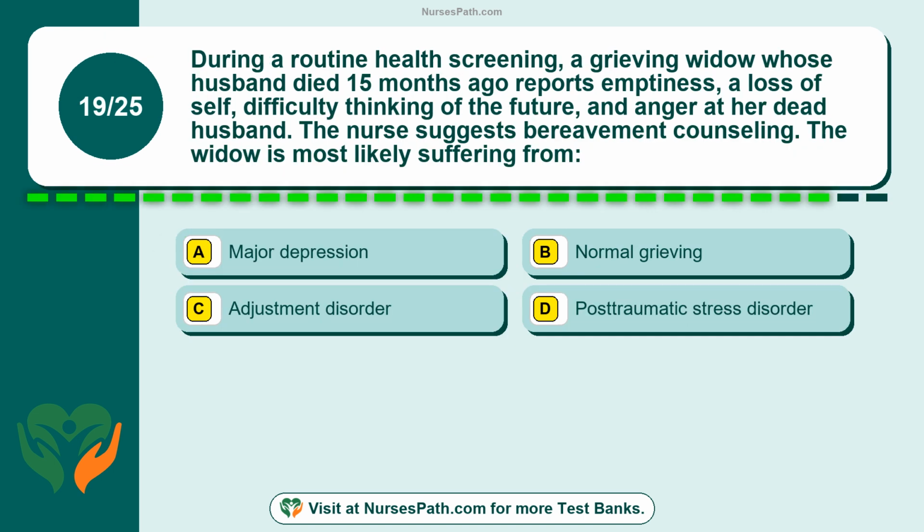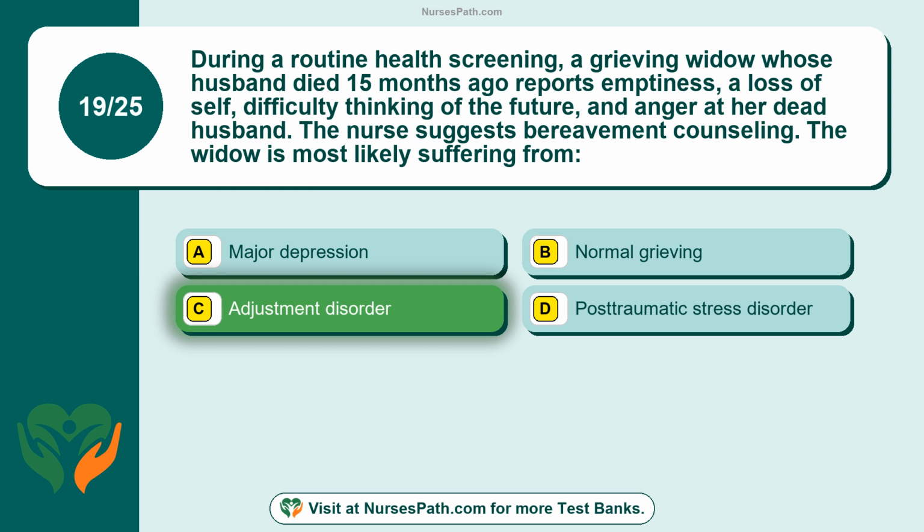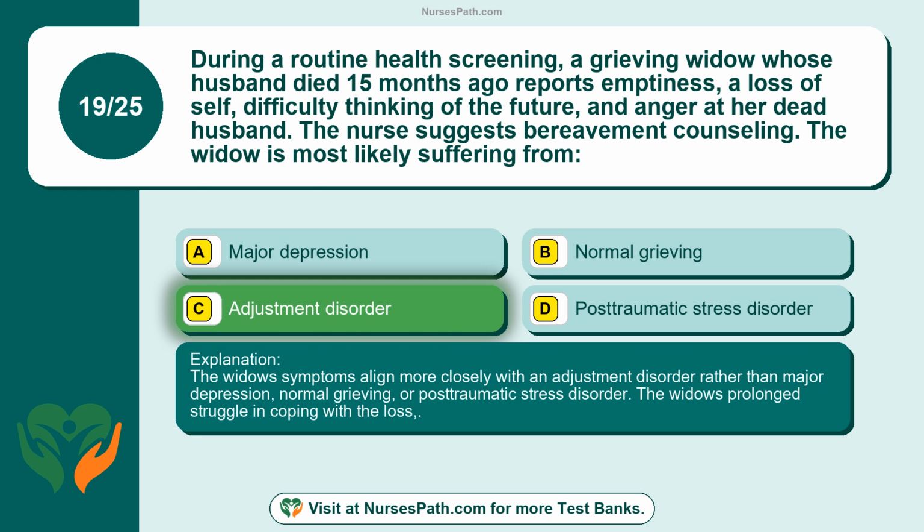Question 19. During a routine health screening, a grieving widow whose husband died 15 months ago reports emptiness, a loss of self, difficulty thinking of the future, and anger at her dead husband. The nurse suggests bereavement counseling. The widow is most likely suffering from Option A. Major depression. Option B. Normal grieving. Option C. Adjustment disorder. Option D. Post-traumatic stress disorder. The correct answer is option C. Adjustment disorder. The widow's symptoms align more closely with an adjustment disorder rather than major depression, normal grieving, or post-traumatic stress disorder. The widow's prolonged struggle in coping with the loss.